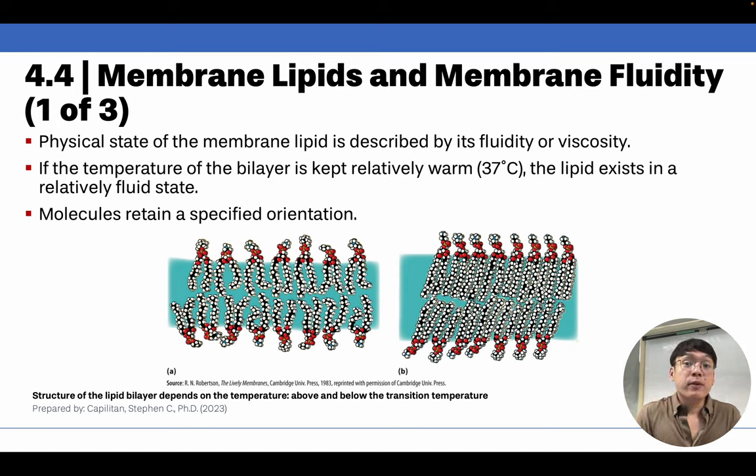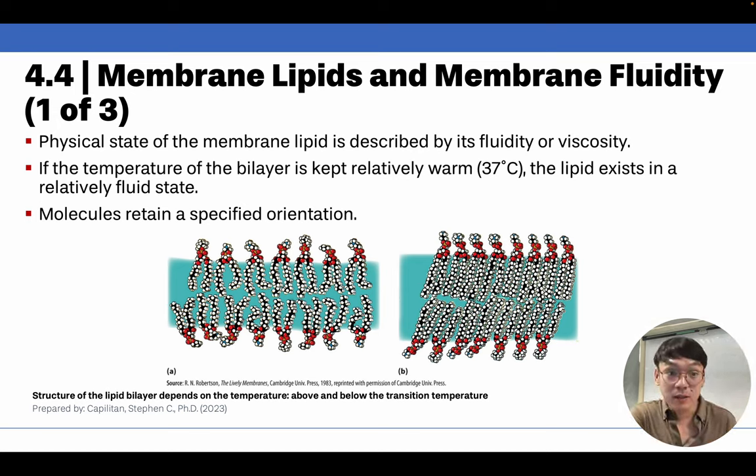Membrane lipids and membrane fluidity. The physical state of the membrane lipid is described by its fluidity or viscosity. If the temperature of the bilayer is kept relatively warm, which is the body temperature, 37 degrees Celsius, the lipid exists in a relatively fluid state. Molecules here in this figure retain a specified orientation.